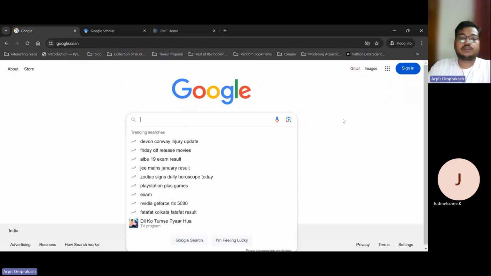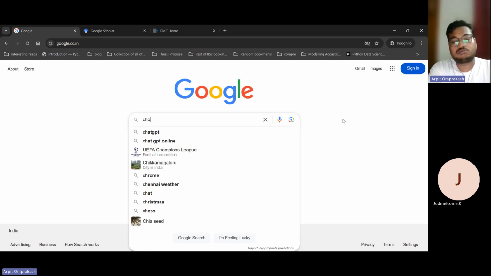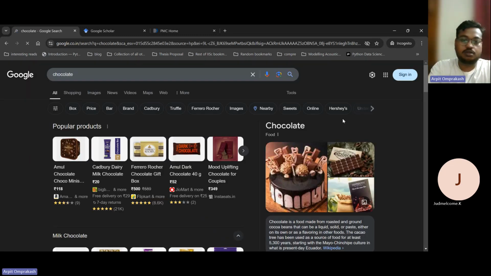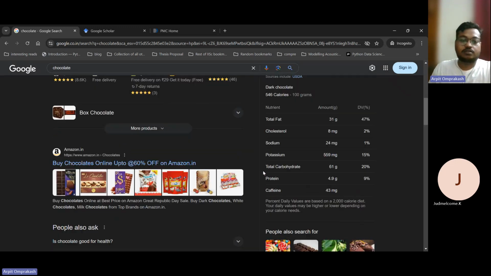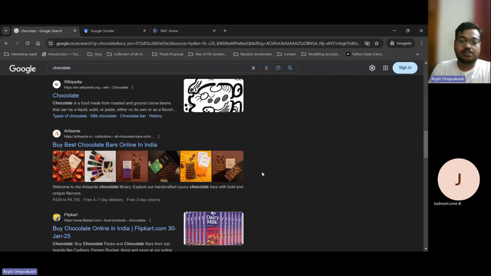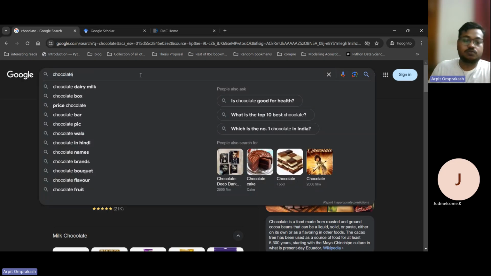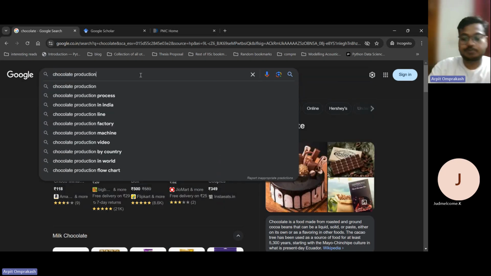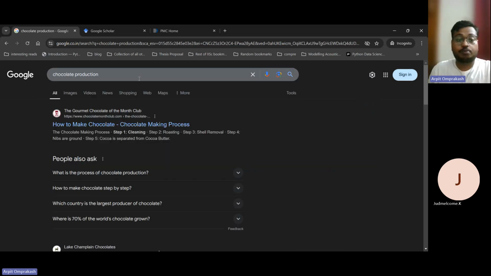First, we can just look up chocolates, right? If we look at chocolates, we see that there are different kinds of chocolates, how much they cost, and so on. Let's say we want to be more specific. We want to look at more specific things such as chocolate production.